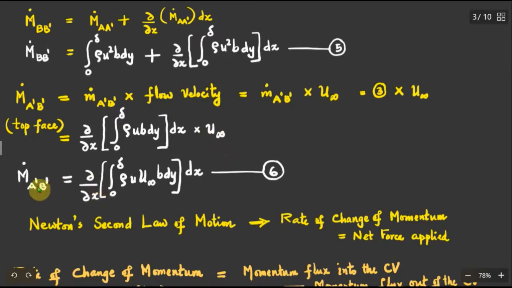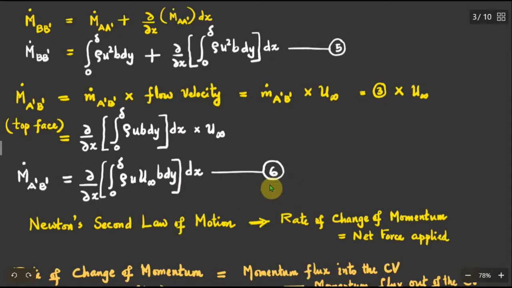So you will get momentum flux through A dash B dash is equal to dou by dou x of integral 0 to delta rho u infinity into b dy into dx. You can do that because u infinity is a constant, so it can be taken inside the integral or the derivative. So ultimately you will get the momentum flux through A dash B dash, that is the top face, equal to dou by dou x of integral 0 to delta rho u infinity b dy into dx. Let it be equation number 6.